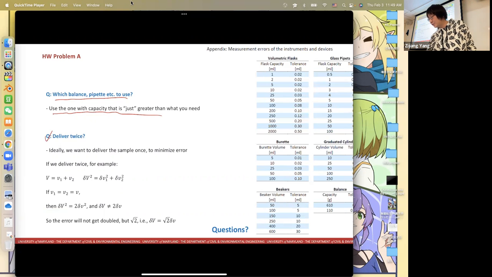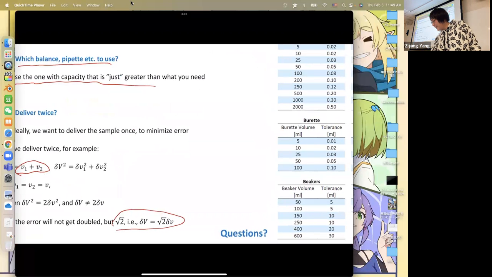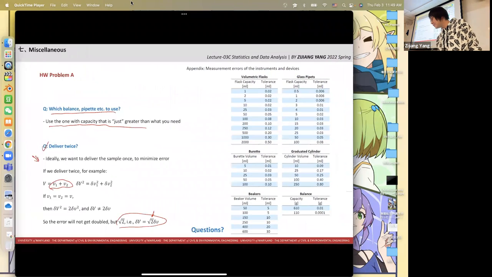Here I just show an example. You can take a look. But finally, the result is that if we deliver the volume of the solution twice, the error will not get doubled. The increasing factor is the square root of 2. You can take a look at this. It's a little bit counterintuitive, so be cautious about this.